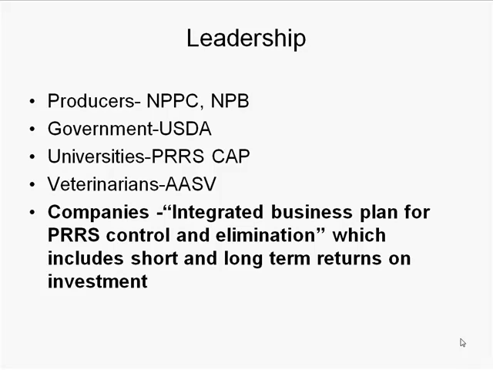And I was thinking, well, what do companies typically provide? Well, companies typically provide us with a free lunch or a free breakfast. But in reality, I think what the private entities can provide us is something that I would call an integrated business plan for PRRS control and elimination, which includes both short and long-term returns on investment. As it turns out, this is what USDA expects us to do. They are going to give us money, and we are going to show how we have provided some return on their investment. So this is how, in terms of the research game, things have changed.